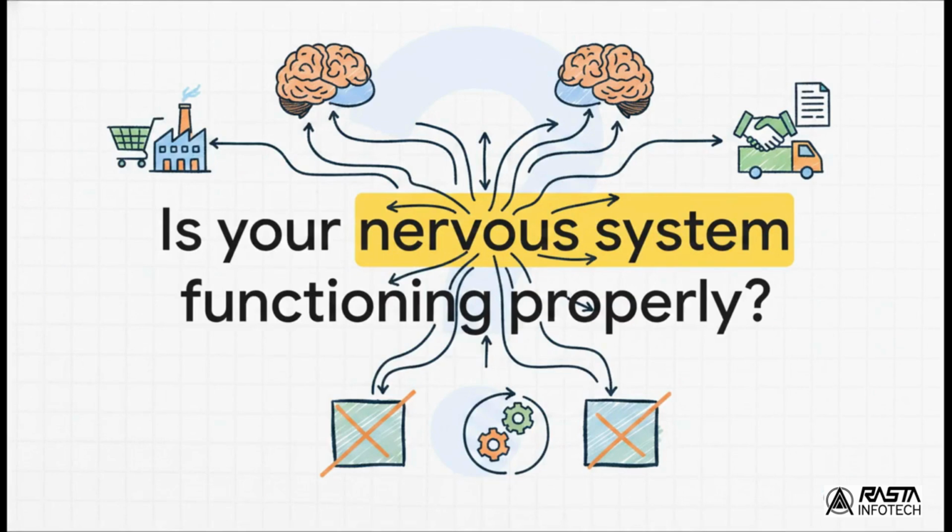I want to leave you with this final thought. Take a hard look at your own organization's architecture right now. Are your procurement and sales departments truly communicating in real time, or are they still operating in the dark in their own silos? Is your enterprise's nervous system functioning properly to unlock operational excellence, or is it holding you back?